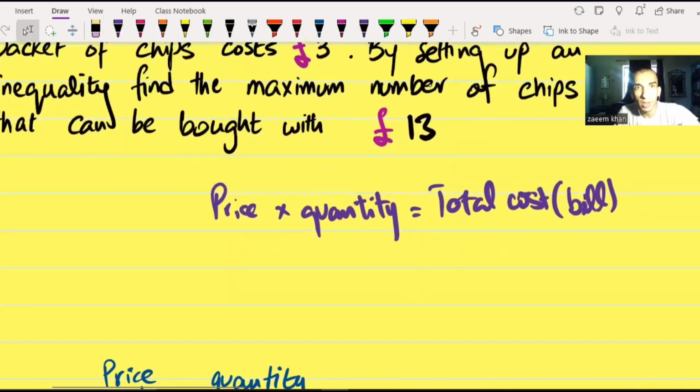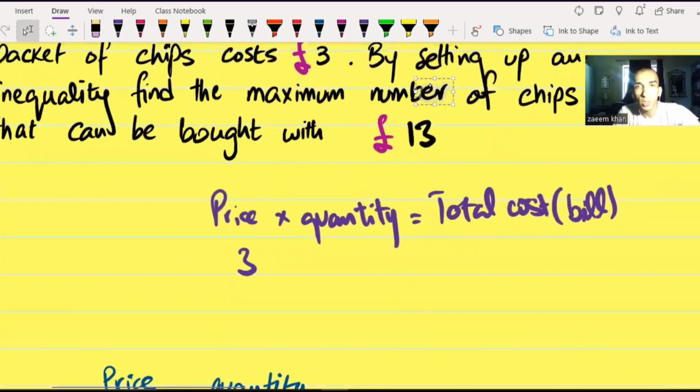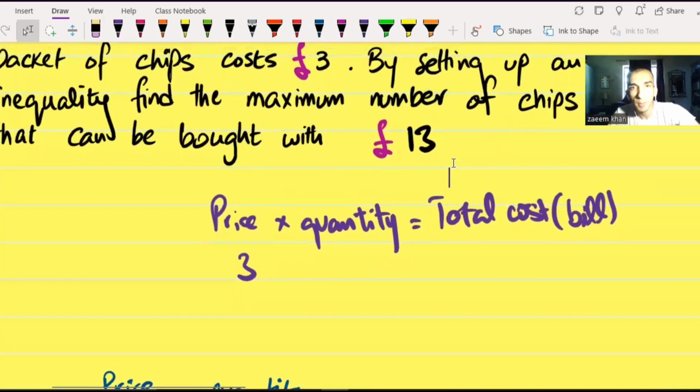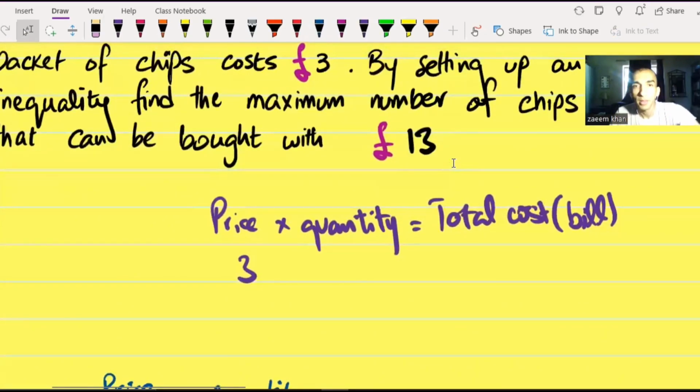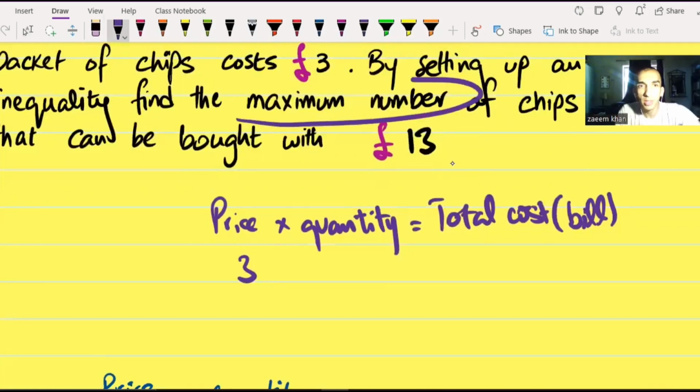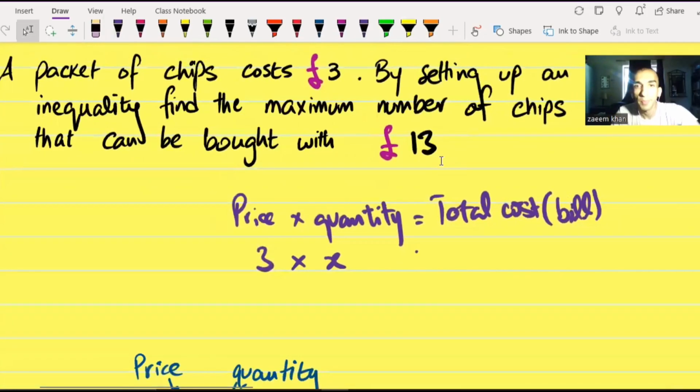Now, what is the price of 1 packet of chips? 3, right? Do we know the quantity that we're buying yet? Does the question say so? The question says we don't know the quantity yet, right? And what is our budget constraint? What number are we supposed to stay below? How much money do we have? 13 pounds. Notice something over here. I'm going to say less than or equals to 13. You can either spend the entire amount that you've got, or you can stay below that amount.